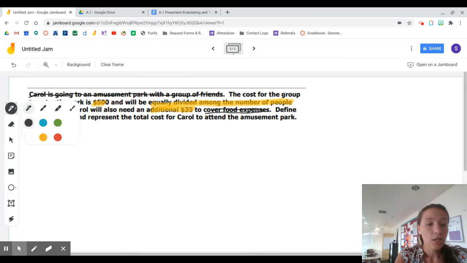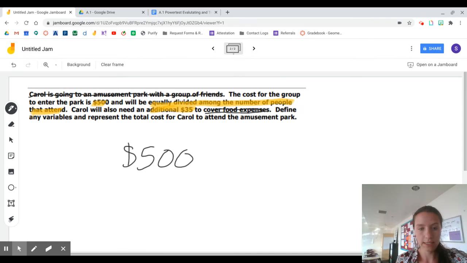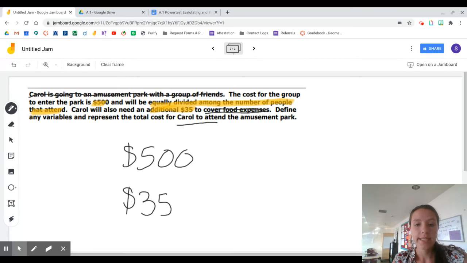So what is it that I know? I know that the cost of the tickets is going to be $500. That's a known. I also know that Carol is going to need another $35, more than everyone else. What do I not know? I don't know how much Carol has to spend. We're trying to figure that out. And I don't know how many people there are. All I know is that $500 is equally divided among those people. So I'm going to call P the people. It's the number of people in the group.